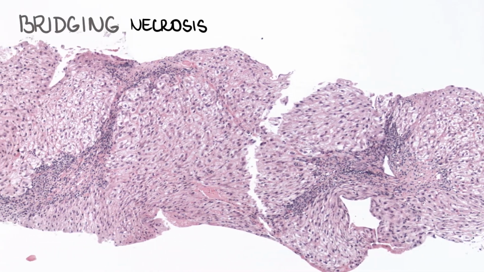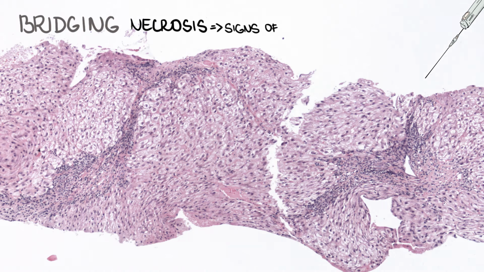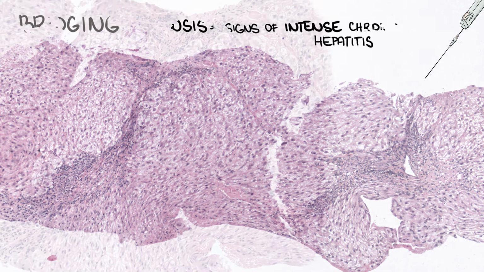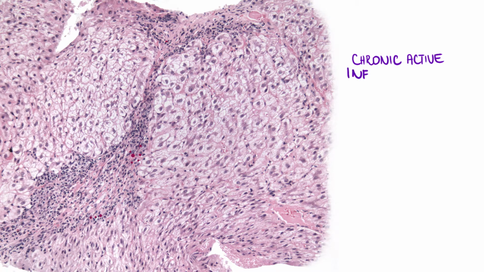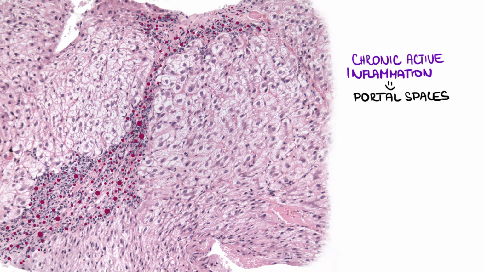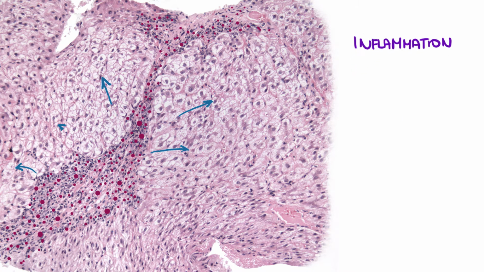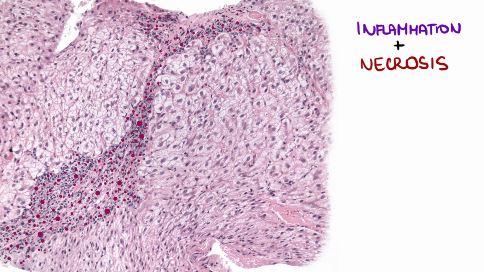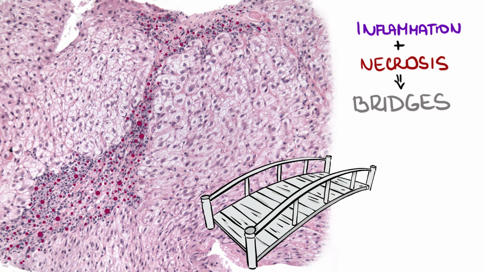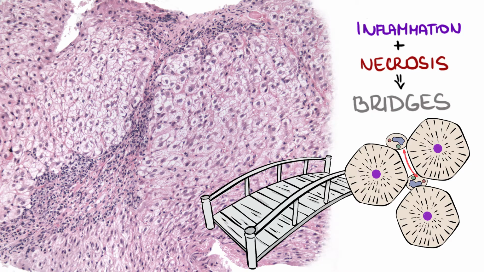It's again a needle biopsy specimen with signs of intense chronic hepatitis. We can appreciate chronic active inflammation affecting portal spaces and extending into a hepatic lobule. Eventually, the strands of the inflammation, together with necrosis of respective hepatocytes, merge and form so-called bridges. The bridge of necrotic hepatocytes may connect two portal tracts, a portal tract and a central vein, or two central veins.